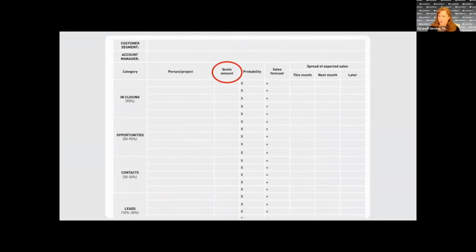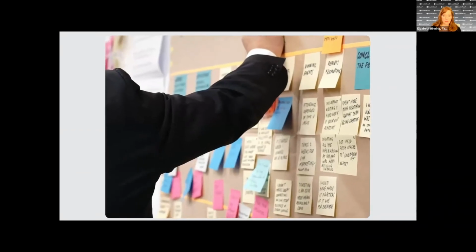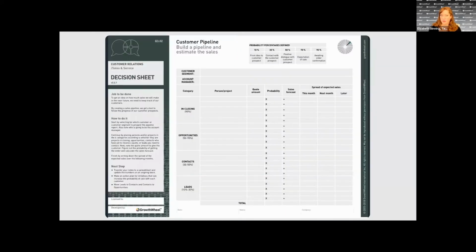Next, note the quote amount to give the customer. Figure out the probability of getting an order and calculate the sales forecast. Finish by writing down the spread of the expected sales over the coming months. Next, take some action steps. Transfer your notes to a spreadsheet and update the numbers on an ongoing basis. Make an action plan for initiatives that can increase the probability of sales with each customer. Move leads to contacts and contacts to opportunities. And that was a quick introduction into the Customer Pipeline GrowthWheel Decision Sheet.